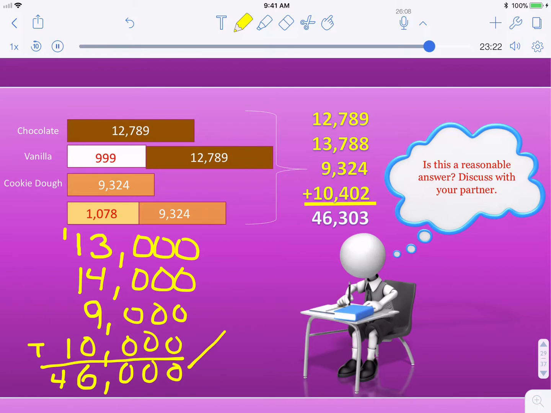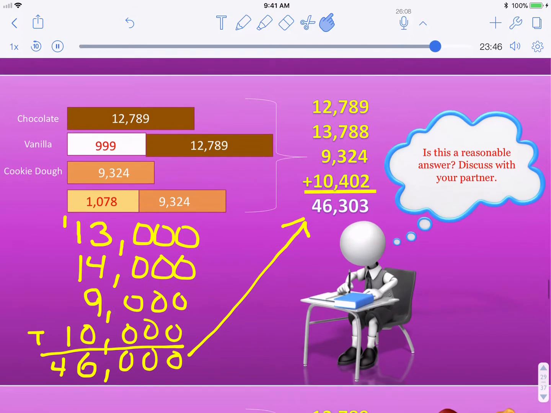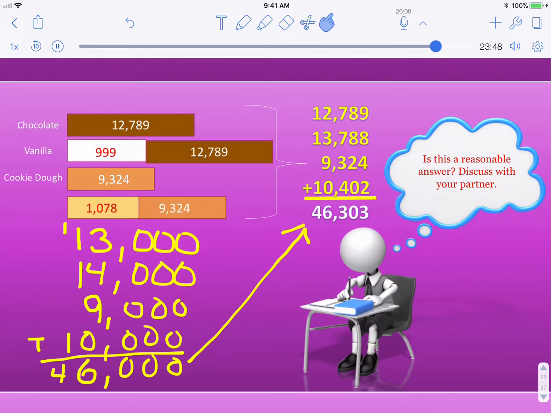45,000. Is that reasonable? What do you think? Is that a good estimate for what we have here? I would say it's pretty close. If I would have rounded to the 10,000s place, I would have had 40,000. 45,000 is a pretty close estimate to the exact answer. So I would say rounding to the thousands place is a pretty reasonable estimate.